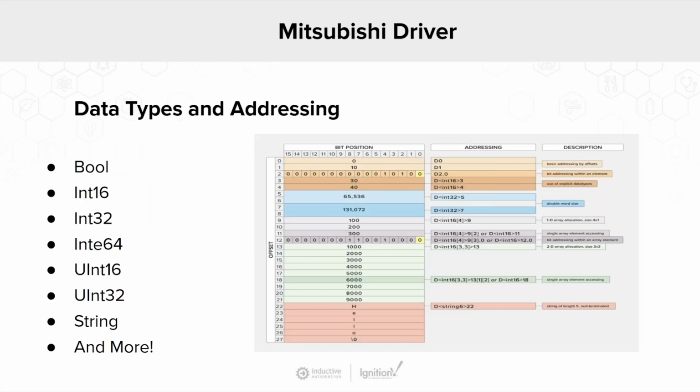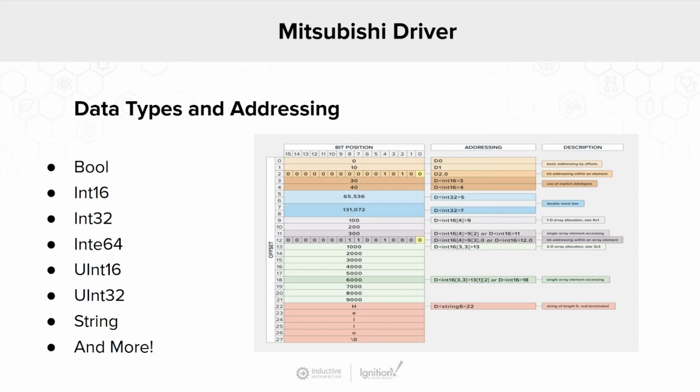The Mitsubishi driver also supports most data types for addressing, including booleans and integers, strings, and of course a lot more here. But for a complete list, check out our docs page on our website, but there are certainly a few listed here. These data types are prefixed as X for inputs, Y for outputs, M for internal relays, and D for data registers. The driver also supports arrays, there's bit indexing, and we can reach over multiple registers to handle larger data types.